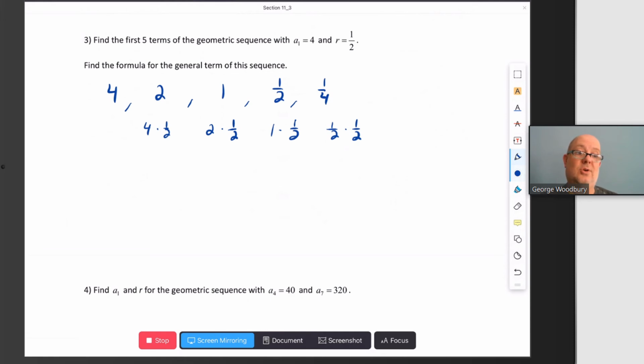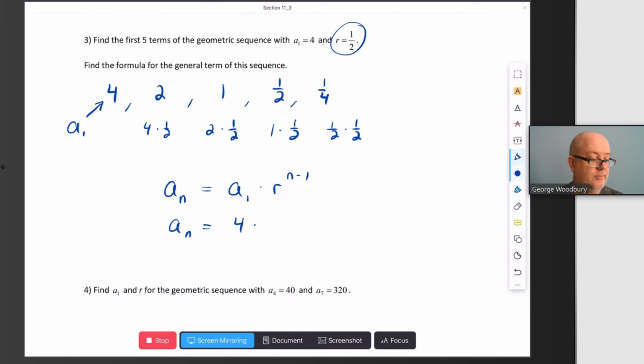We can see where that's going, right? That's going to converge to 0. Each time it's half the size, but it's still going to stay positive. So eventually it approaches 0. The general term, again, we've got a sub 1 equals 4. We've got r equals 1/2. a sub n equals a sub 1 times r to the n minus 1. And in this particular case, that's 4 times 1/2 to the n minus 1.